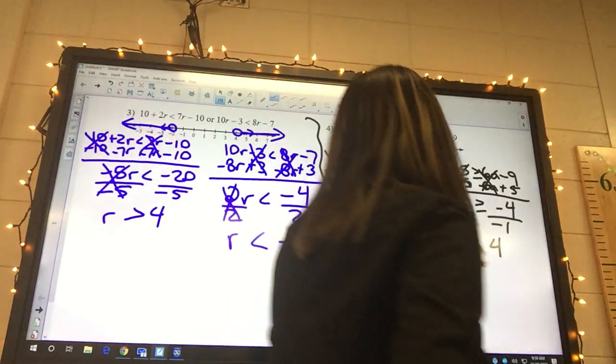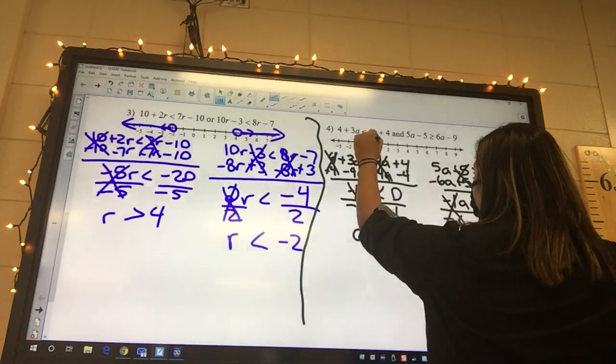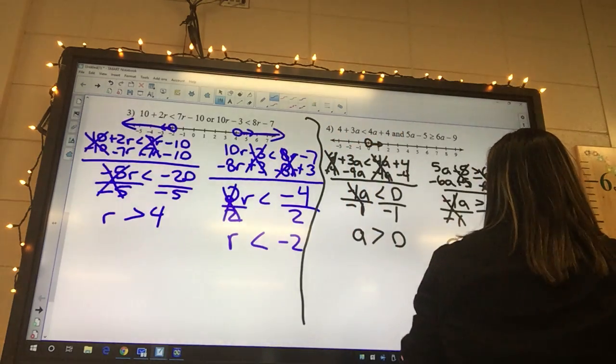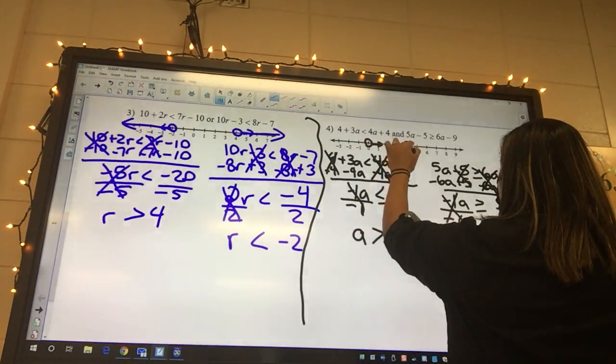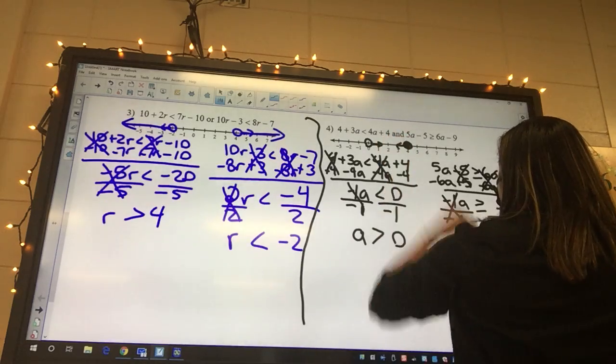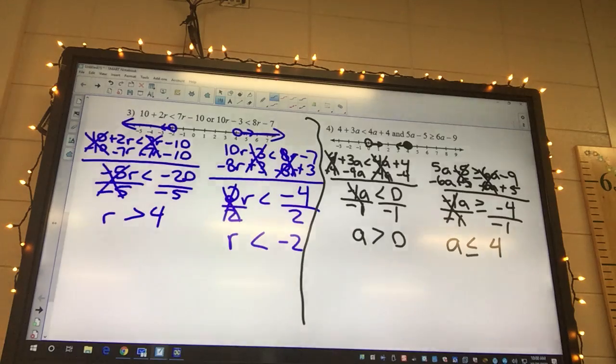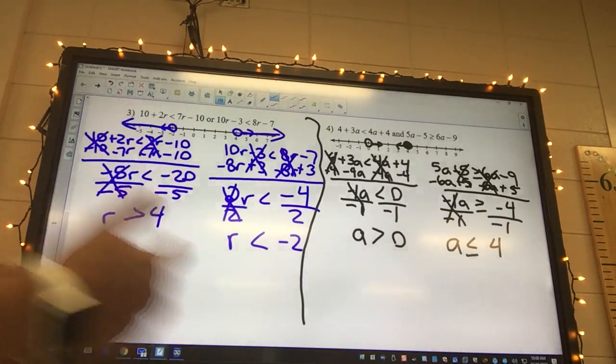Okay, we're ready to graph it. So at 0 should be open, pointed to the right. And the 4 should be closed, pointed to the left. Okay, and they're pointing inwards, and it's an and, so they should be pointed inwards. Okay, so we know it's probably right.